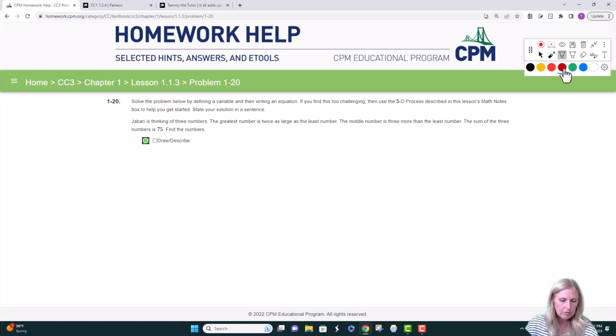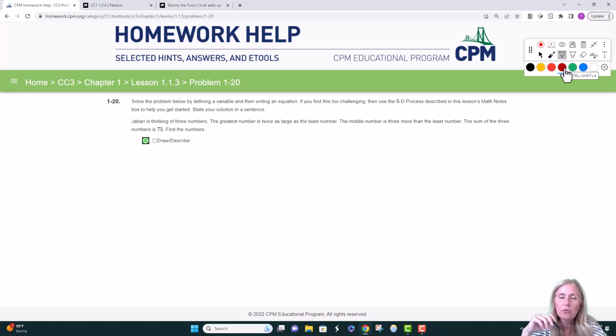20. Solve the problem below by defining a variable and then writing an equation. If you find this is too challenging, use the 5D process. Okay, no, we're good. I'm going to show you a way to do this that's pretty logical. And again, these can feel intimidating at first, but I'm going to show you how to break these down, guys.